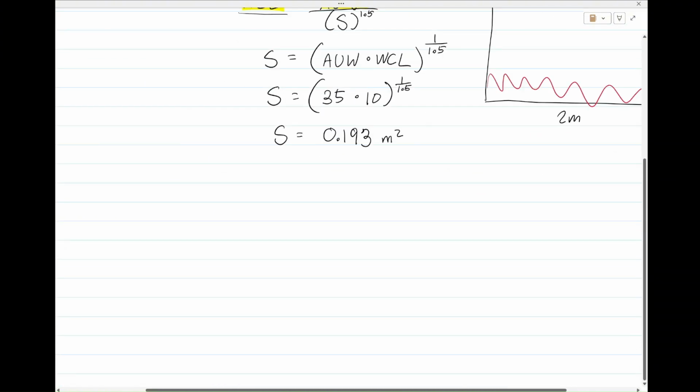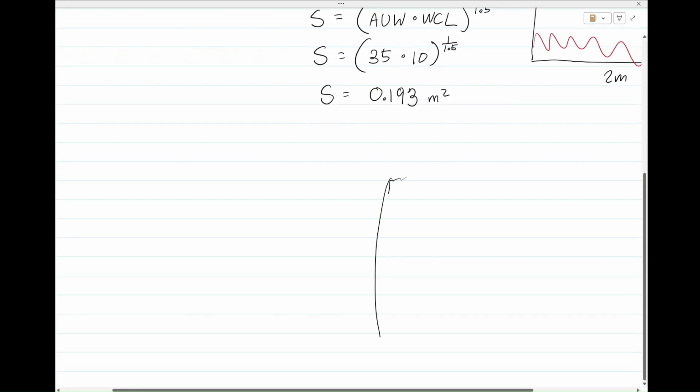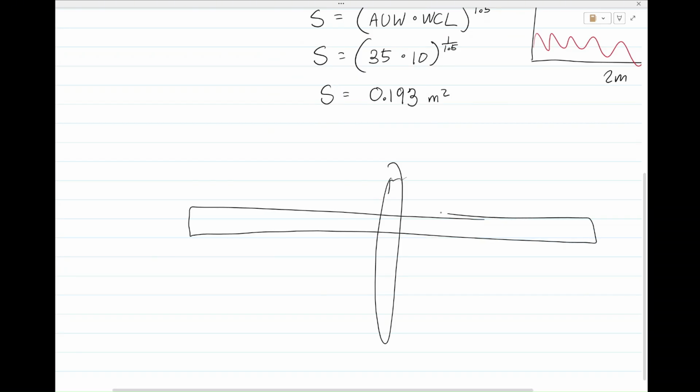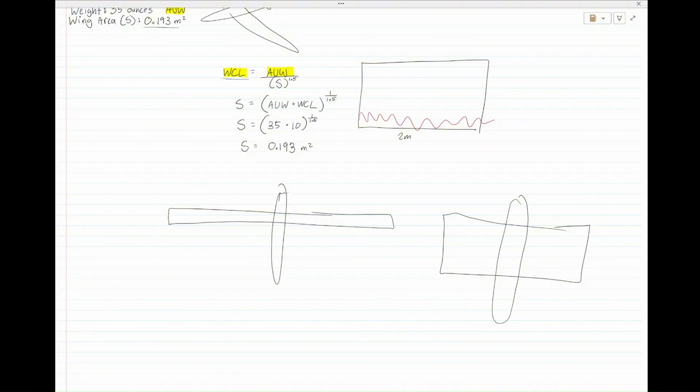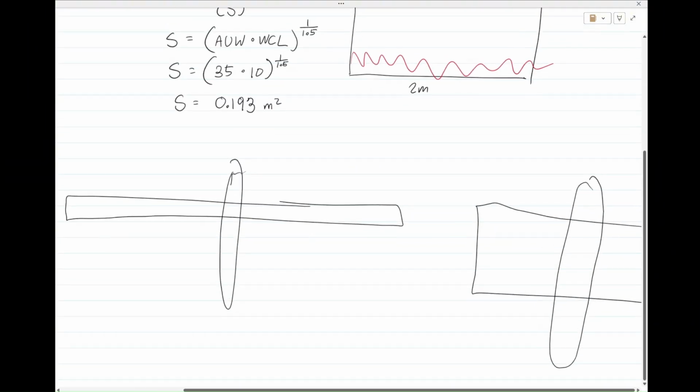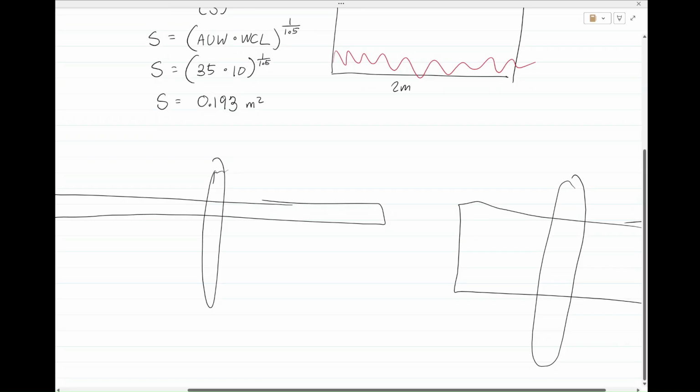Now, why would you want a higher aspect ratio or a lower aspect ratio? So let's look at a plane from above. This has a really high aspect ratio. And let's assume these wing areas are the same. Now, assuming these wing areas are the same, this has a smaller chord length, right? And we're going to be talking about this a lot more later. But what does this do for us?